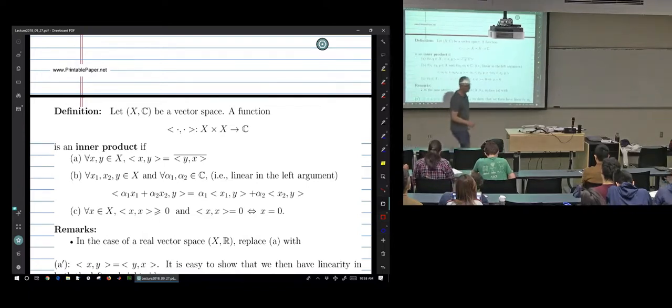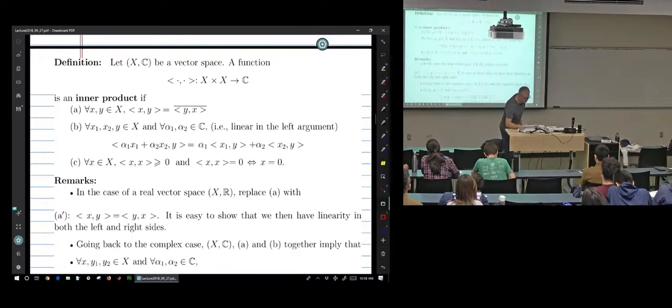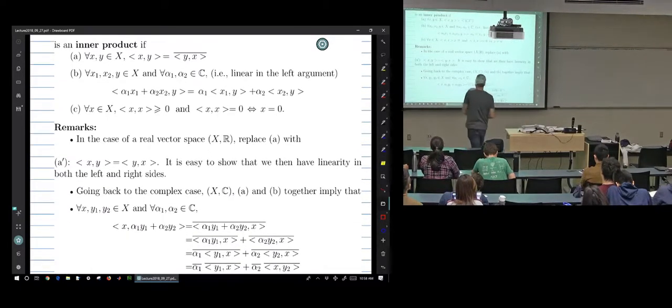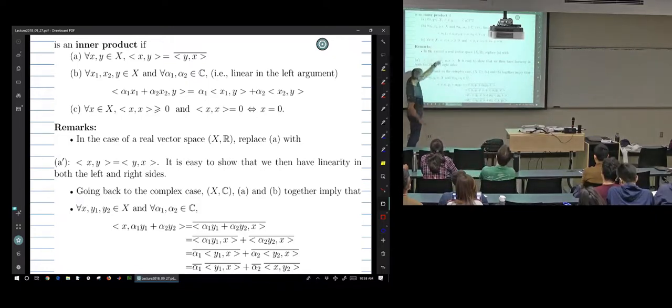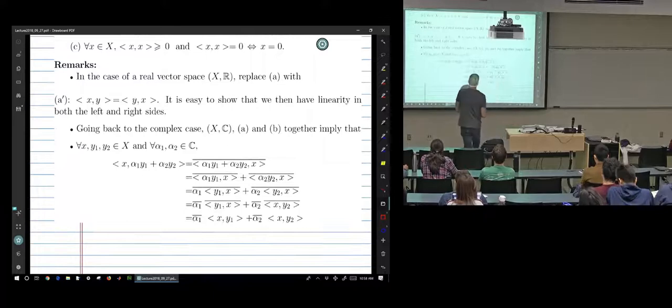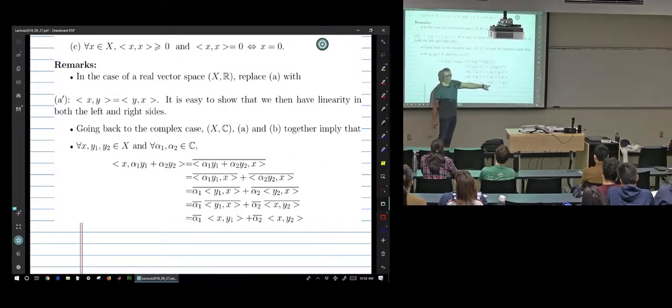The problem is you don't quite get it on both, because if you assume linearity on the left, when you flip them you have to take complex conjugates. So when you work it all out, you have the complex conjugates of your coefficients showing up, okay? So that's just a heads up that it's just a pain.